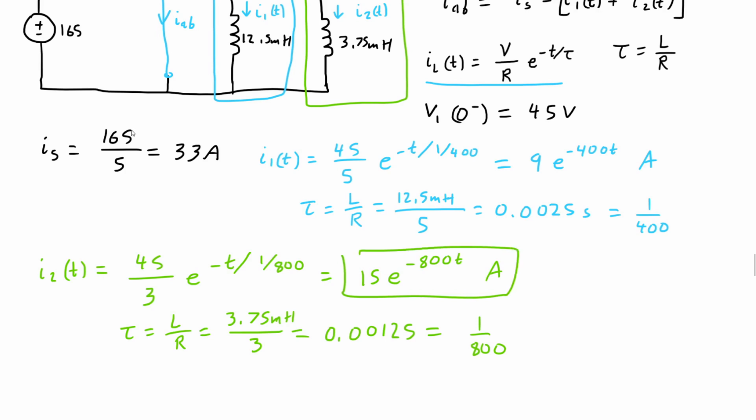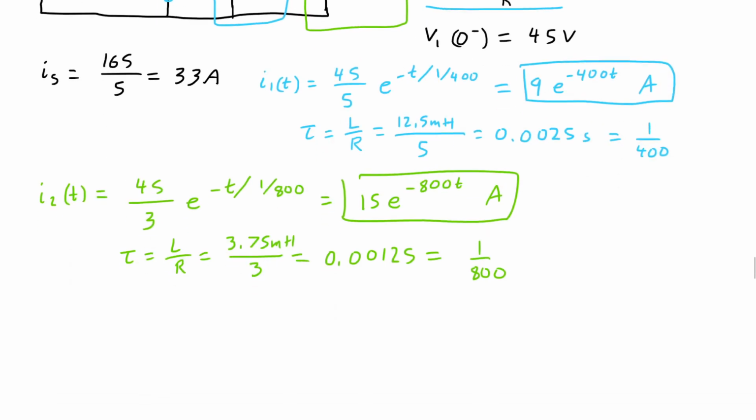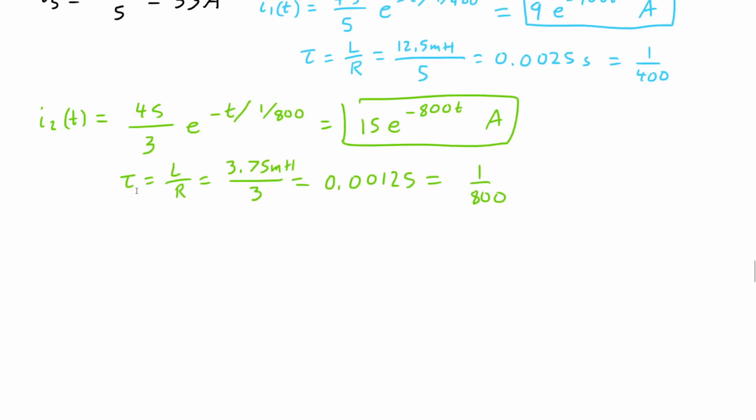Let me go ahead and circle the other one too, just so I don't forget about it. So if we want to find out what the current IAB is, we can make that expression using Kirchhoff's current law. So IAB(t) is going to be the IS, which is a constant, minus I1(t) minus, well, we already wrote that up there, so I'll write in the expressions we calculated.